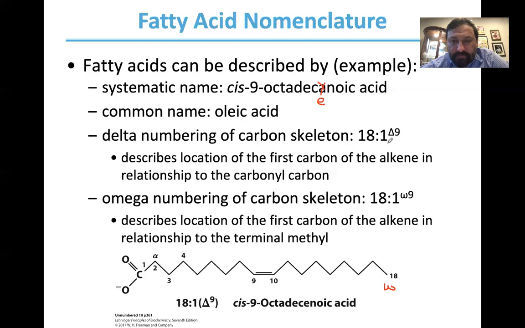So delta numbering of the carbon skeleton. With this one, you will just indicate at which carbon your double bond is, right? So you don't need to use the whole parent name anymore, octadecenoic. You just indicate the number of carbons, which is 18, then a colon, and then you put the one, which is the number of double bonds, right? And an indicator that the double bond is located at position 9. So this will be 18:1 delta 9.